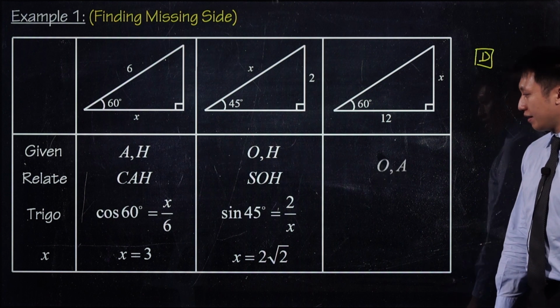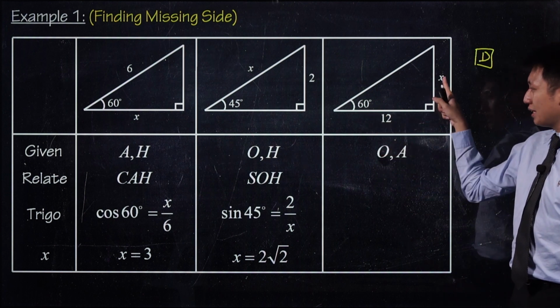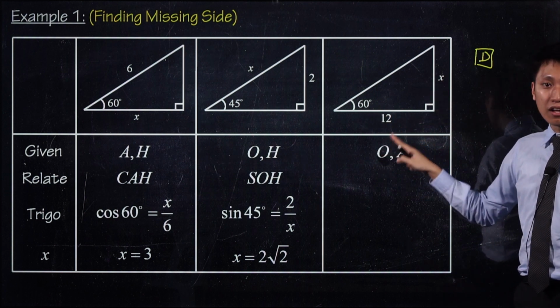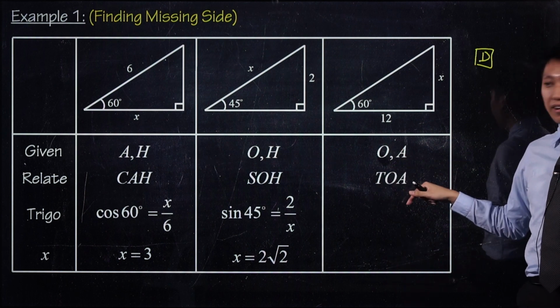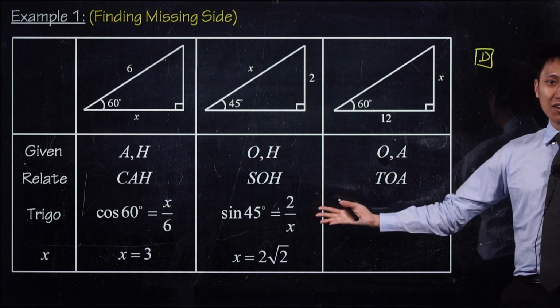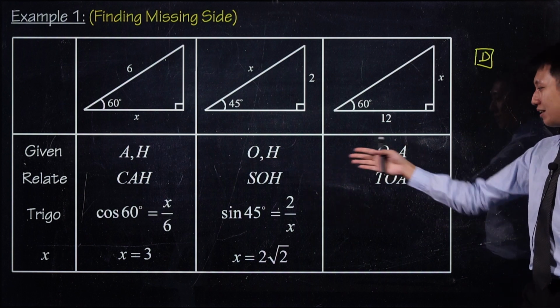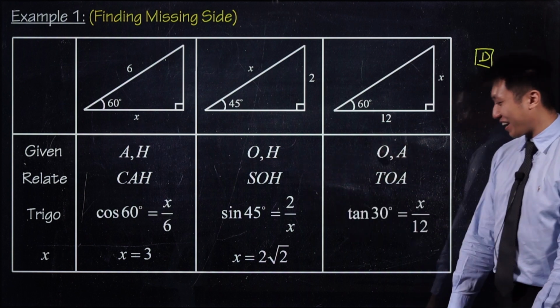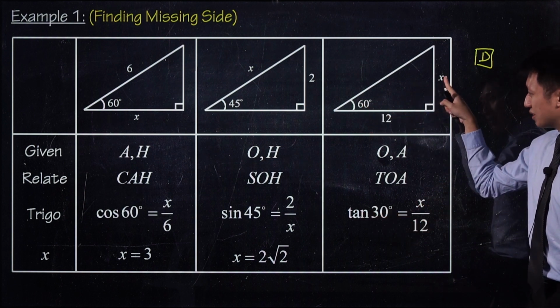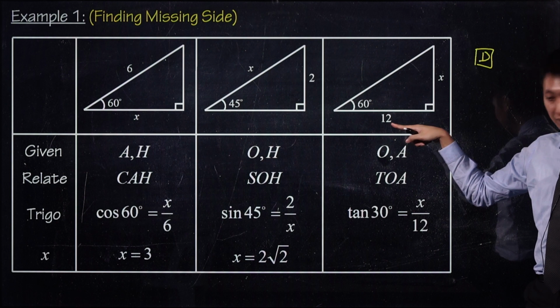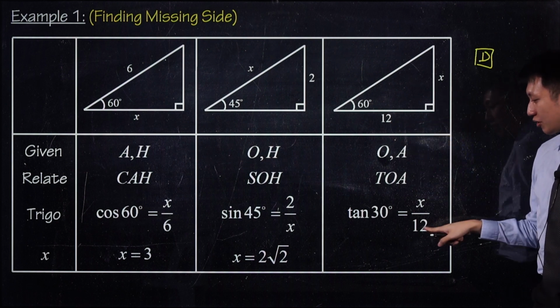Then the last one, you have the opposite and also the adjacent, O-A, T-O-A. SOHCAHTOA, whatever, you do it. Tangent 30: tangent is opposite over adjacent. So I get this one.